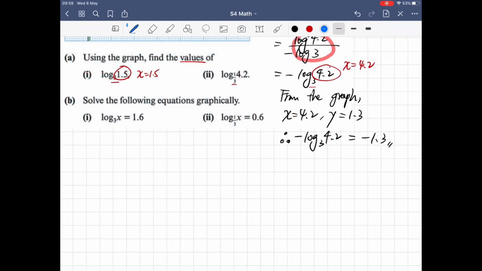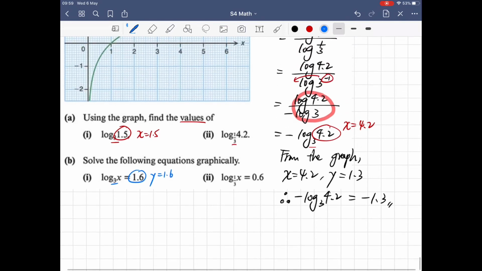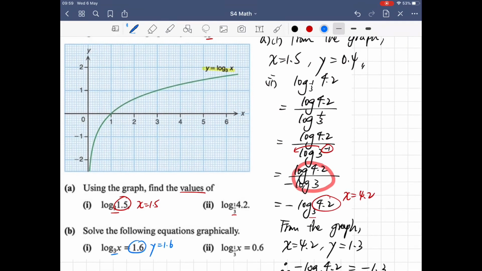Then let's take a look at part B. So in B1, it asks you to solve the equation log x with base 3 equals 1.6. So again, this time the base used is 3, so we don't have to change it. So now, this time the 1.6 represents the y, and we have y equals 1.6. Then let's take a look at the graph. So y equals 1.6 is here.